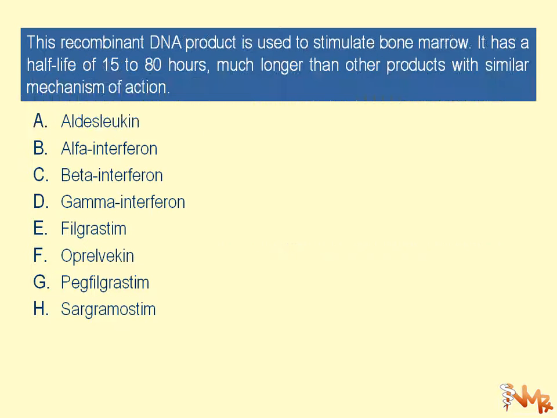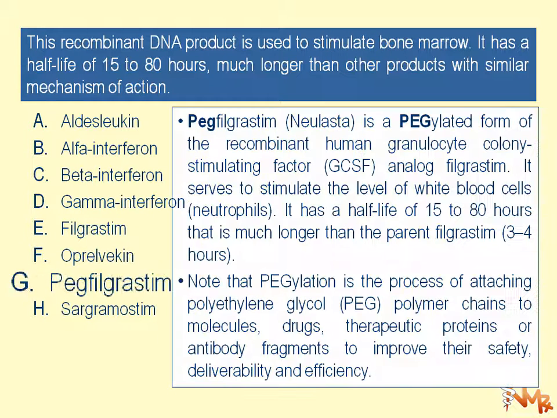This recombinant DNA product is used to stimulate bone marrow. It has a half-life of 15 to 80 hours, much longer than other products with similar mechanism of action. So it has a long-lasting effect. This one is pegfilgrastim. And of course, pegfilgrastim has PEG in front of filgrastim. That gives you a mnemonic to know that it has a long duration of action.